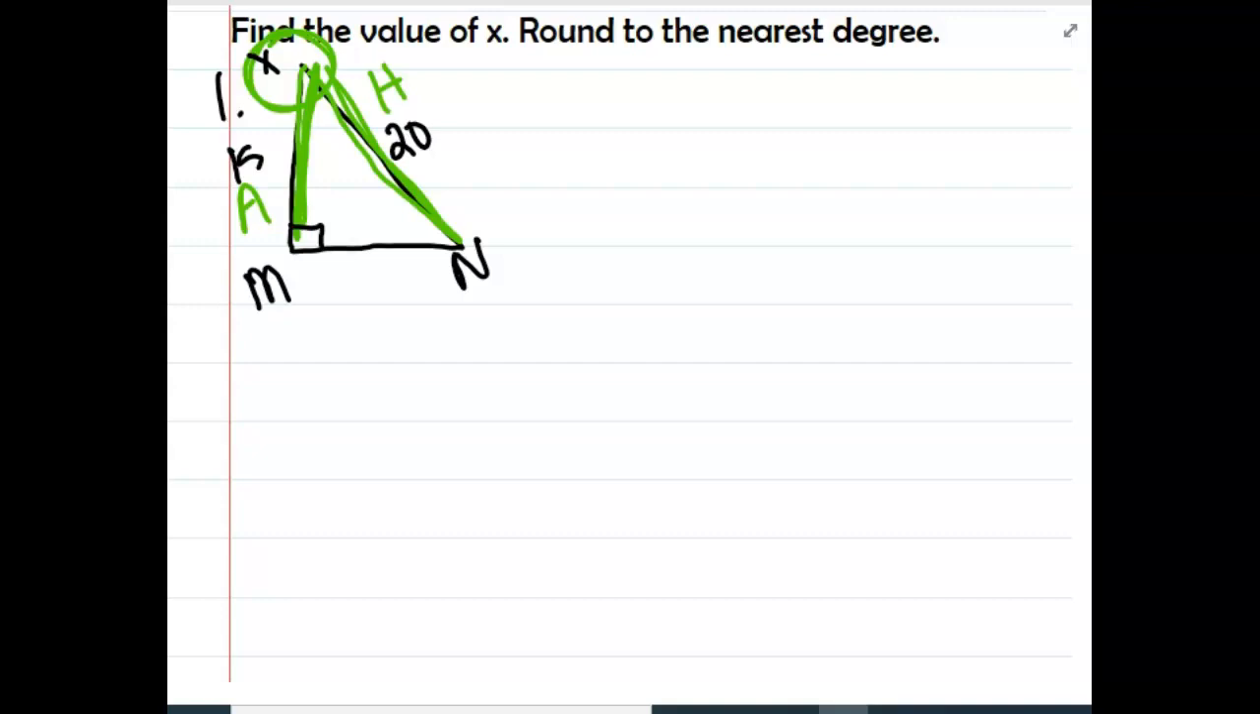Cosine, right? CAH. Remember, when you take sine, cosine, or tangent, you are taking sine of an angle, cosine of an angle, tangent of an angle. If you don't know the angle, we're going to take cosine of x. That's what I'm looking for. I want to know what angle this would be. Now I know the ratio. The ratio is going to be adjacent, which is 15, over hypotenuse, which is 20. Really, for the most part, this is the same as yesterday. Your variable is just in a different place.